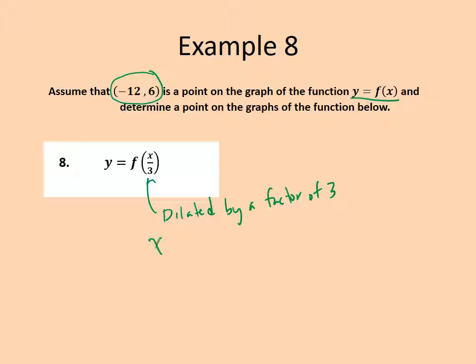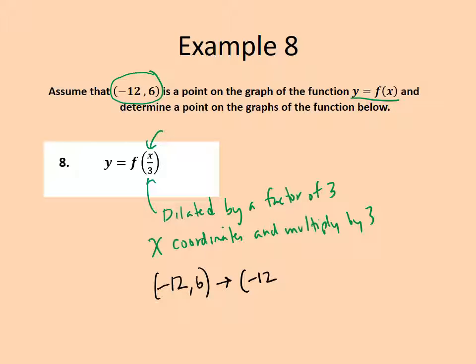which means you're going to take all the x-coordinates, in this case your one x-coordinate, and multiply by 3. You always do the opposite. Since it's divided by 3 on the inside, it's going to be multiplied by 3 on the outside. So our coordinate, which is -12, 6, we're going to dilate it by a factor of 3. So we're going to take the -12, multiply it by 3, and keep the 6 the same. So our new coordinate is negative 36, comma 6.